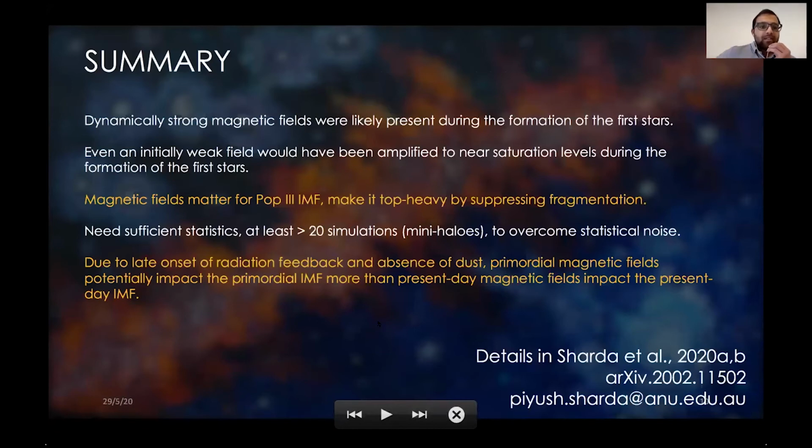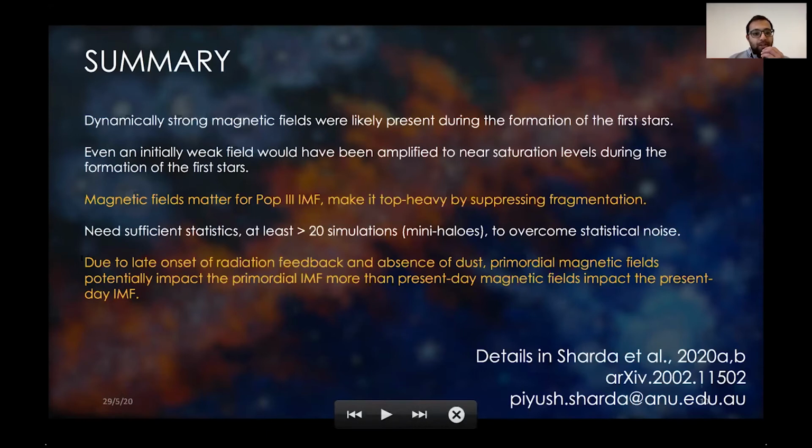Just to summarize, dynamically strong magnetic fields were likely present during the formation of the first stars, because even weak fields are being amplified to very strong field values. So that means that magnetic fields can suppress fragmentation in primordial clouds, and they then significantly affect the Population 3 IMF. In particular, they make it top heavy because they're suppressing the formation of low mass stars.